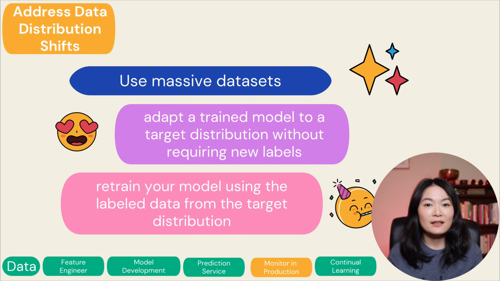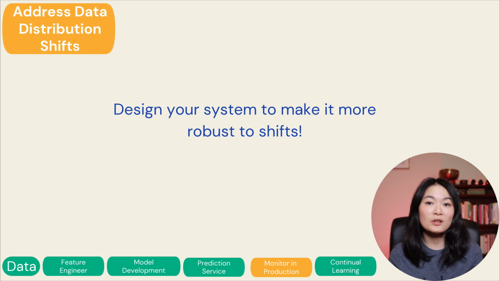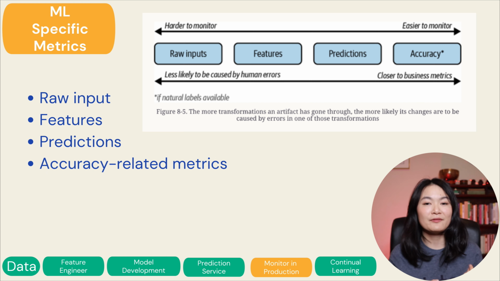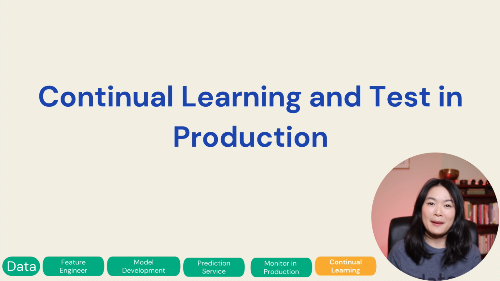from the target distribution. Addressing data distribution shifts doesn't have to start after the shifts have happened. It is possible to design your system to make it more robust to shifts. It could be a system using multiple features, where different features shift at different rates. You might also want to design your system to make it easier to adapt to shifts. There are four areas of ML-specific metrics you might want to monitor and observe in your system: raw input, features, predictions, and accuracy-related metrics. The author is really passionate about continual learning and testing in production.